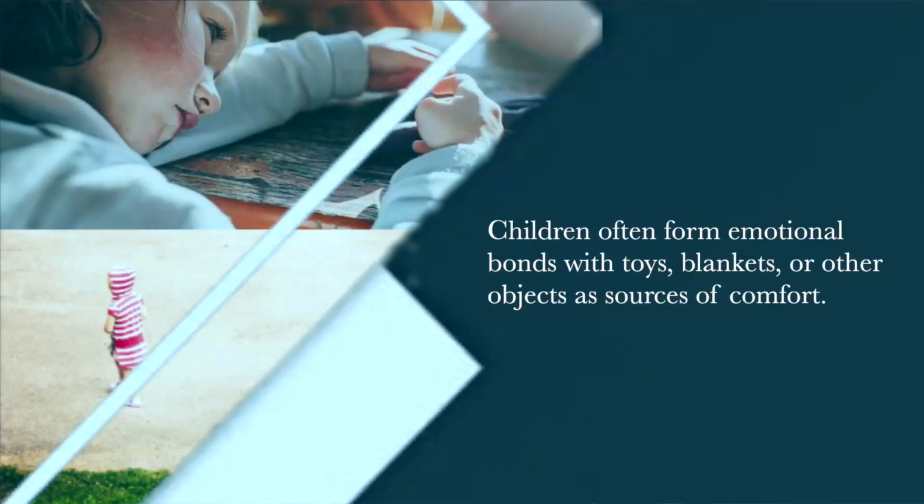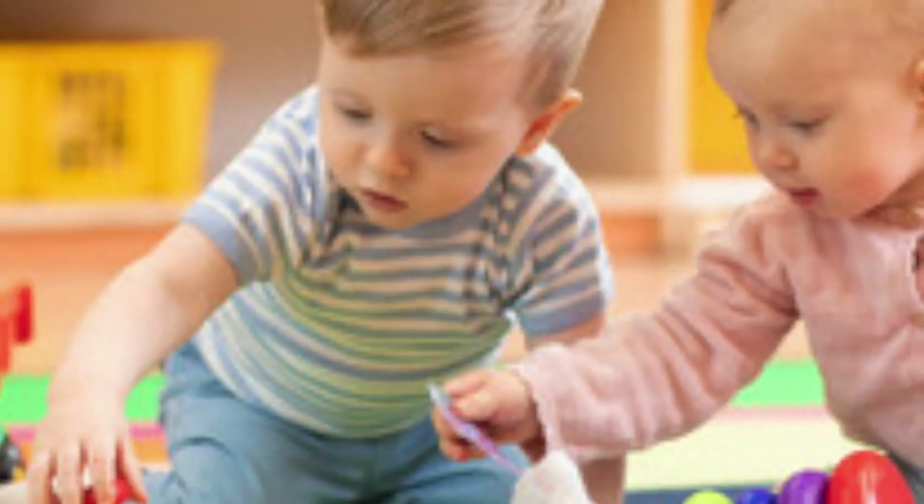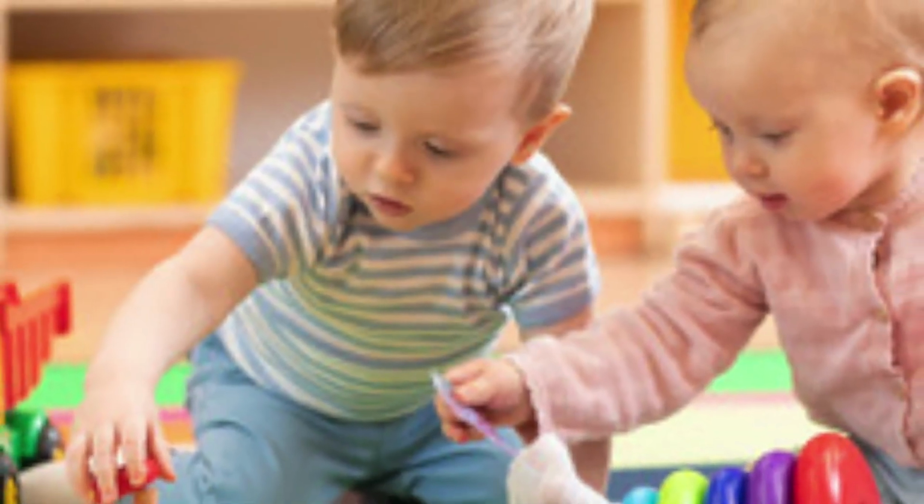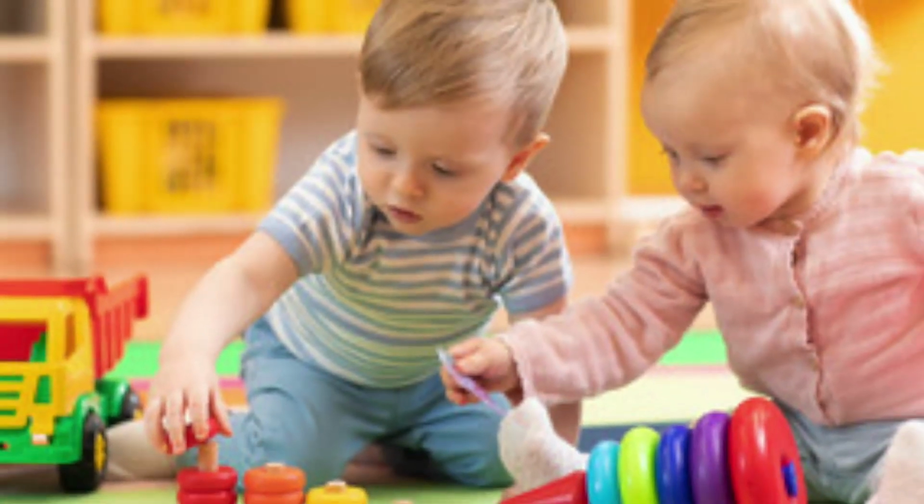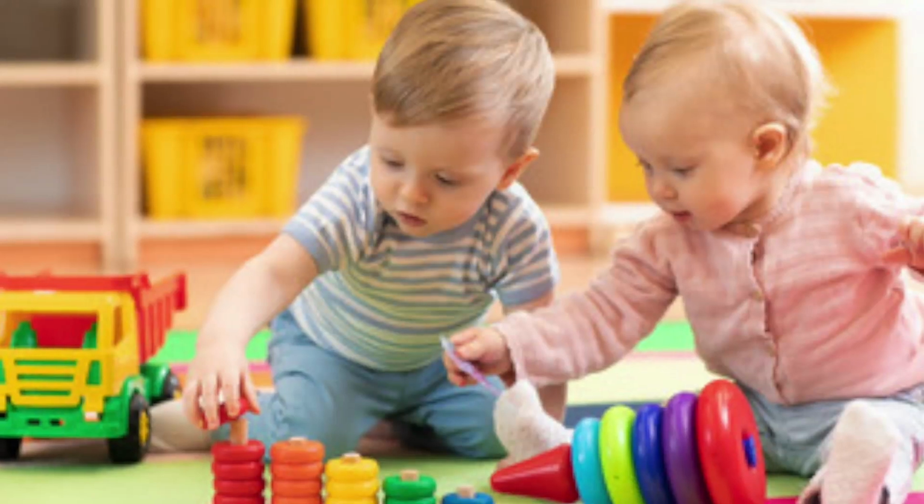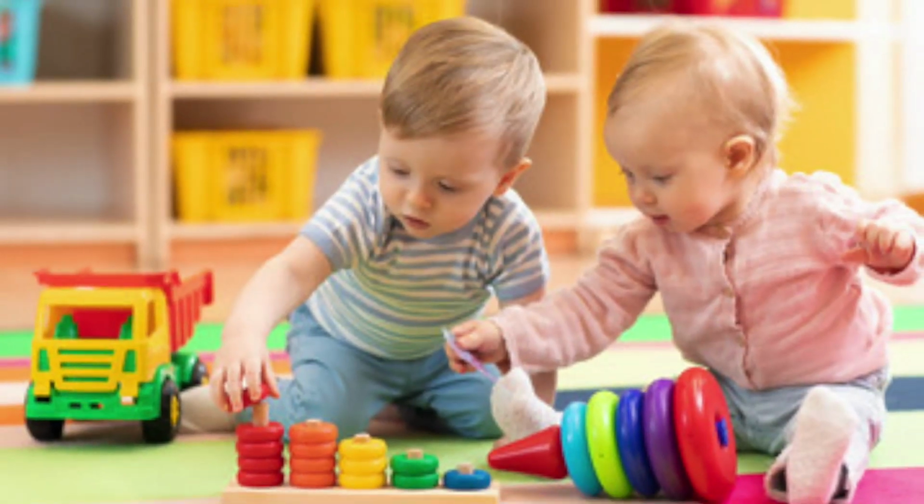Finally, children often form emotional bonds with toys, blankets, or other objects as sources of comfort. These objects help them feel secure in new situations. Failing to develop such attachments may leave them feeling insecure, anxious, or unsettled when faced with unfamiliar settings.